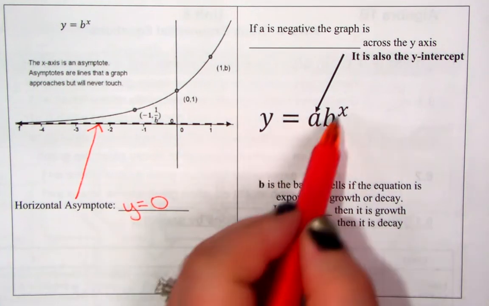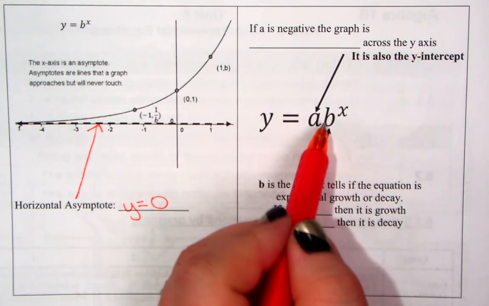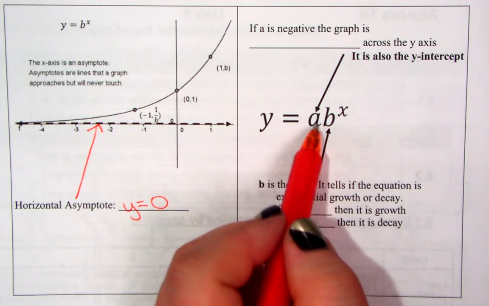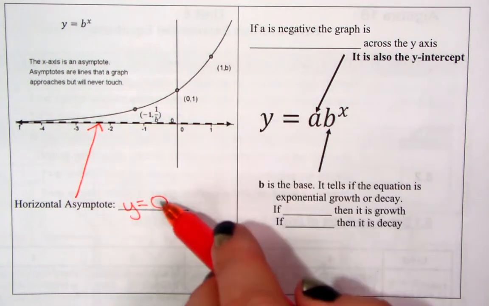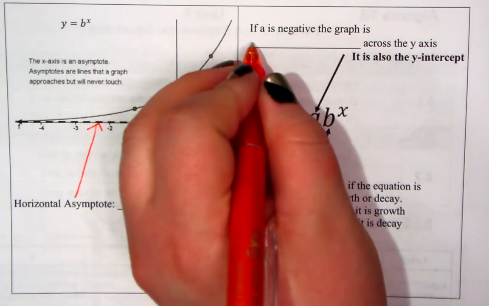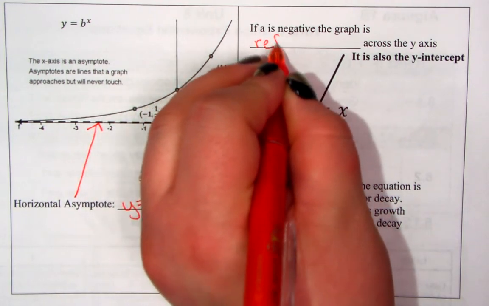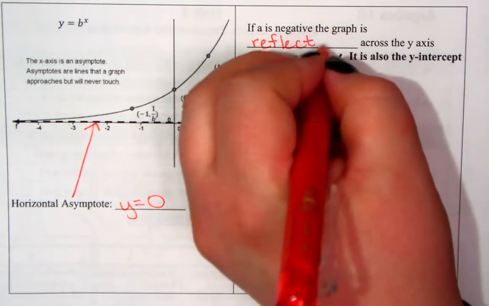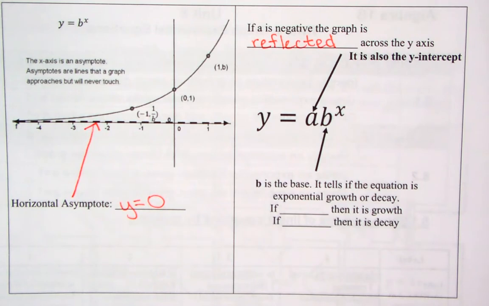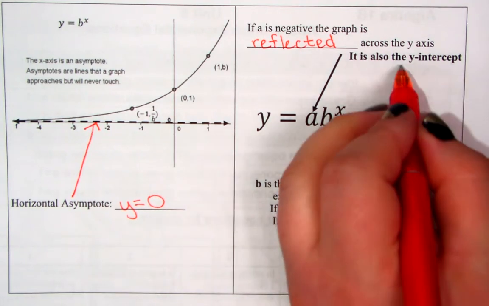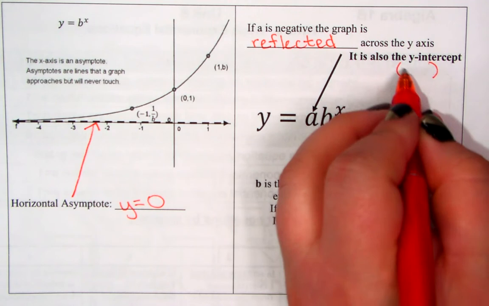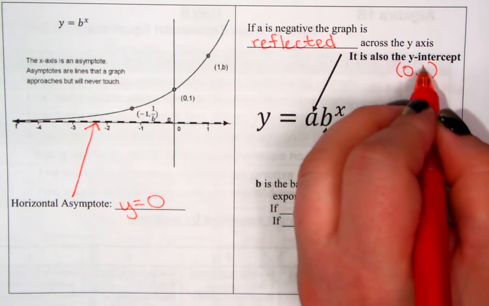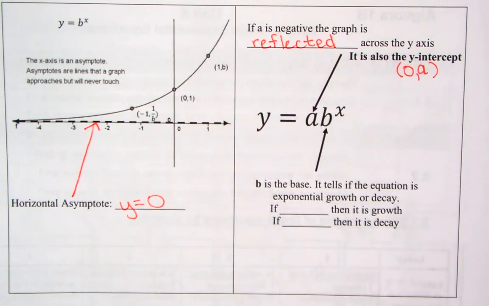There are several parts to an exponential function here, and this is an example of an exponential function. This a value serves as my y-intercept, and when it's negative, it will actually take this graph and flip it over to the bottom of the graph. We call that reflection. So when we write the a value, we know that it's a y-intercept at 0, a. And that'll be important later on in the unit.